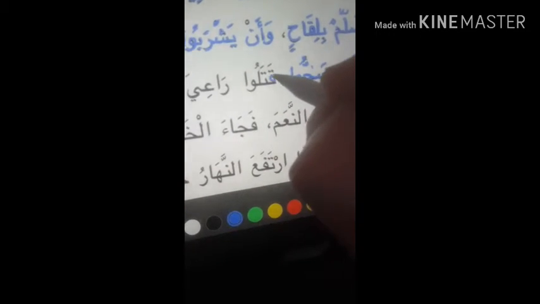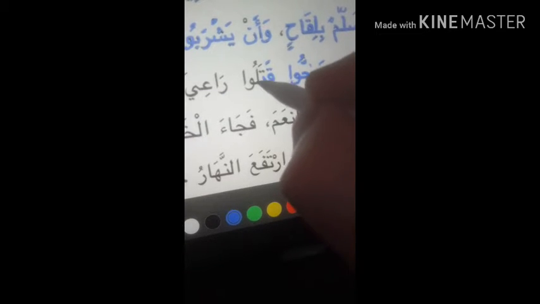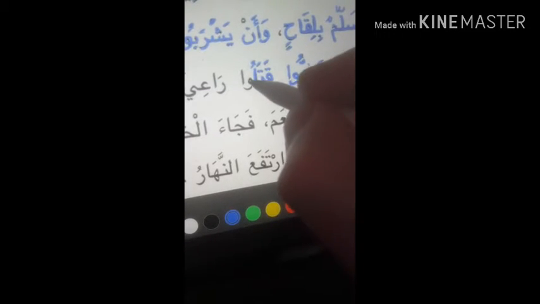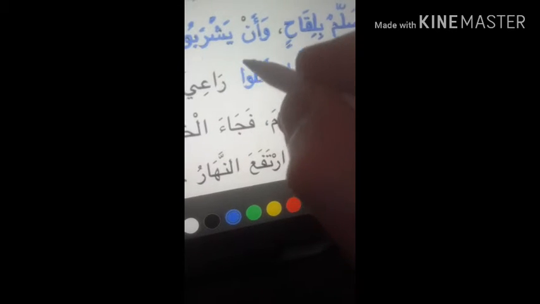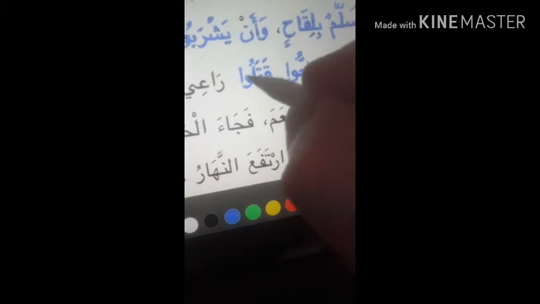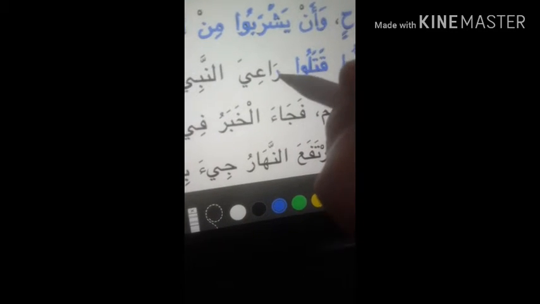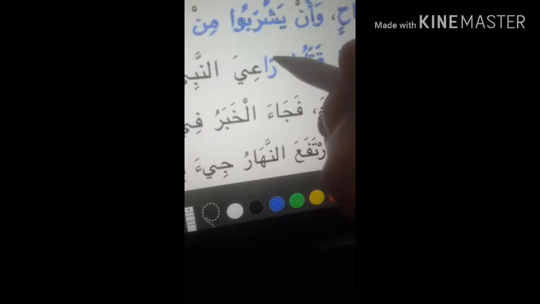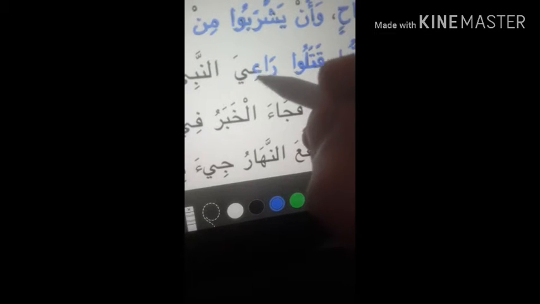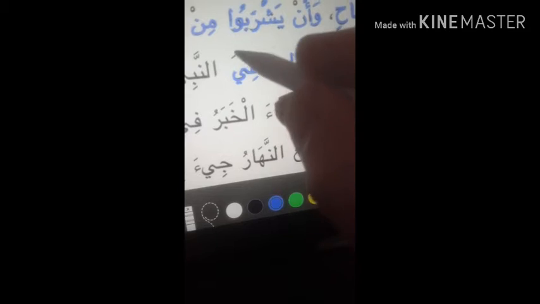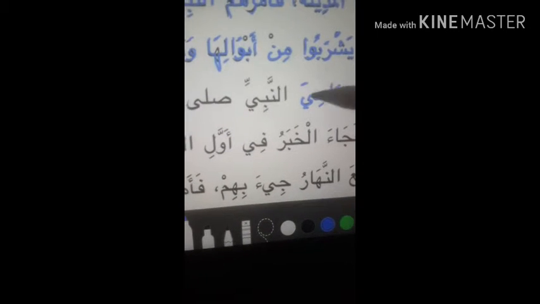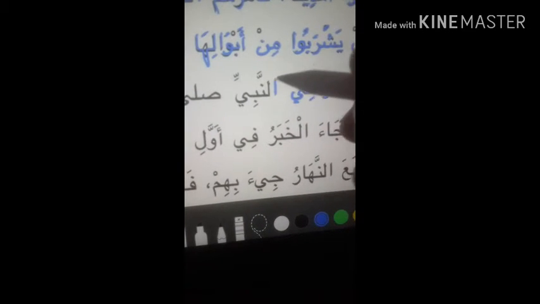قتلوا means they killed. قتلوا, that A is silent, that's just plural. قتل means he killed, and they killed. قتلوا راعي. There's an R and then a long A, so it's not راعي, it's راعي, there's an E underneath, and then it's a long Y. راعي النبي. There's the A, which just flows on.